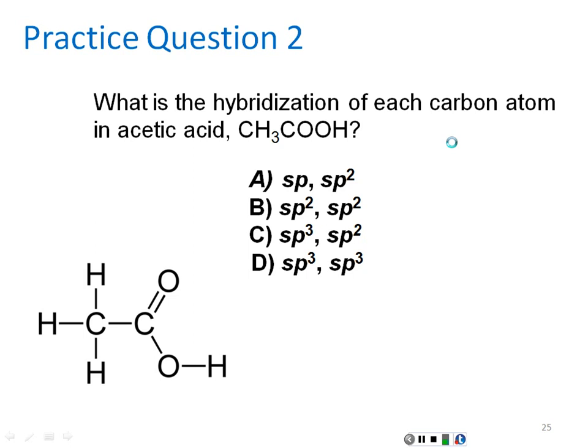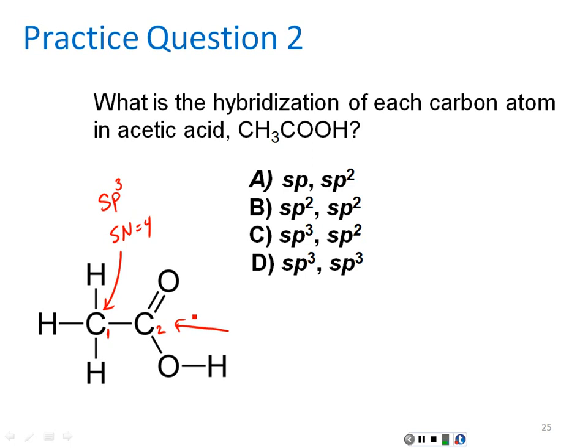Okay, next question. What is the hybridization of each carbon atom in acetic acid? We'll call this carbon 1 and carbon 2. Take a couple minutes and try to answer this question. If we first look at carbon 1, how many bonds does this carbon form? It forms 4. There are no lone pairs, so its steric number is 4. So we need 4 equivalent hybrid orbitals, 1 from the s atomic orbital and 3 from the p atomic orbitals. So this is sp3 hybridized.